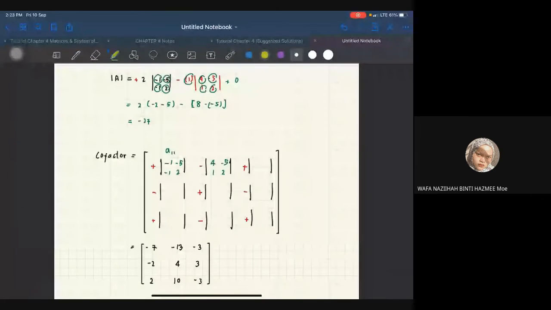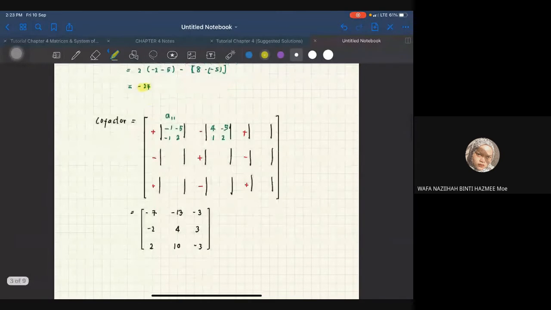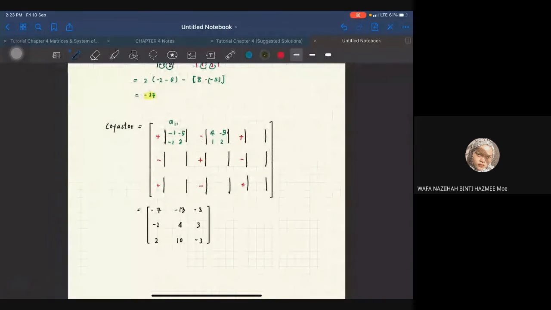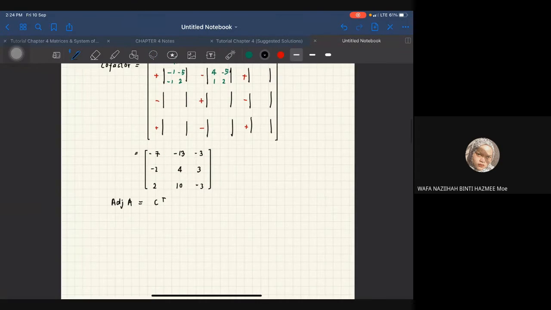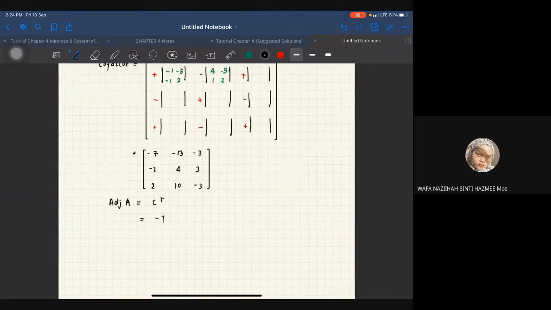And then untuk kita cari adjoint, kita cuma transposekan dia sahaja. Okay, so apa awak boleh buat is buat adjoint A is equals to cofactor transpose. Okay, so kita transposekan sahaja. So kita akan dapat negative 7, negative 13, negative 3, negative 2, 4, 3, 2, 10 and negative 3. Okay, so this is our adjoint matrix. Okay, so kita dah ada determinant, kita dah ada adjoint. So, apa yang tinggal cumalah masukkan sahaja ke dalam formula.